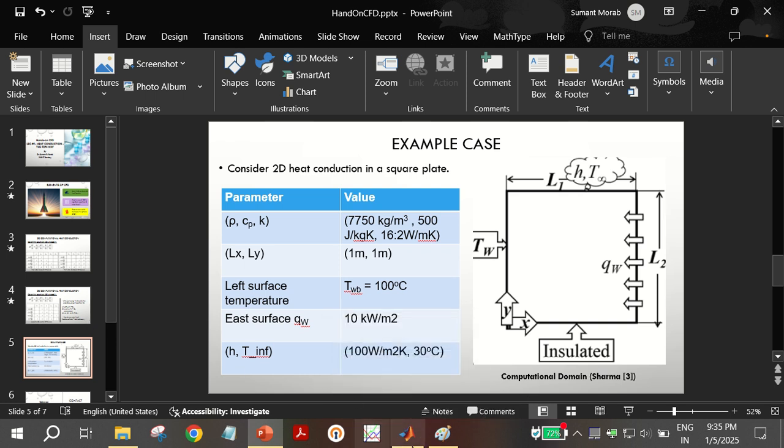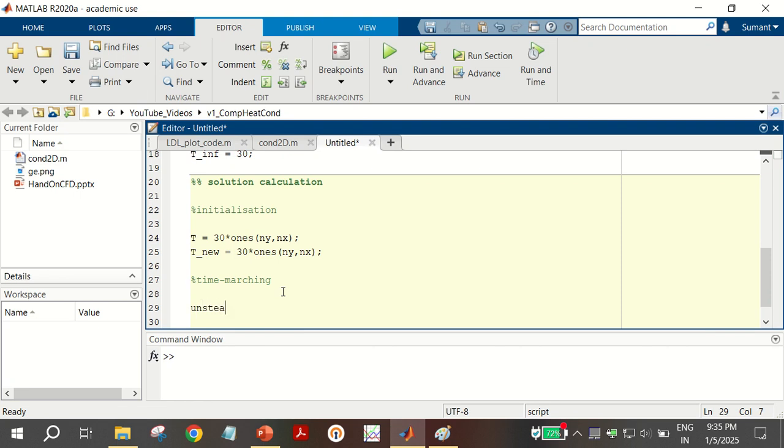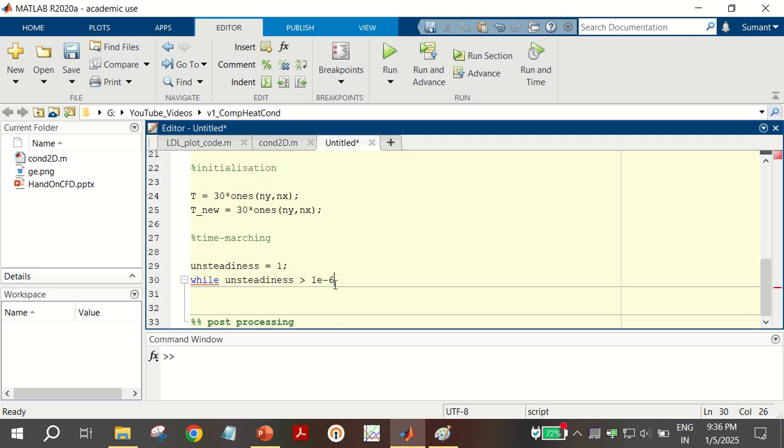So we create a parameter called unsteadiness. Okay, so until this reaches a very low value, we will keep on solving. So that's the logic. Initially we will set it to a very high value, and till unsteadiness is greater than 1e power minus 6. So once it reaches below 1e power minus 6, or some tolerance, whatever you want, we will close the simulation. Okay, so that's the logic. I hope you understand that logic.